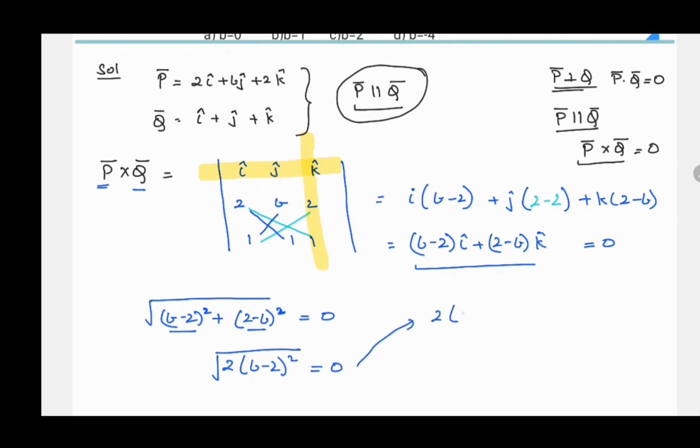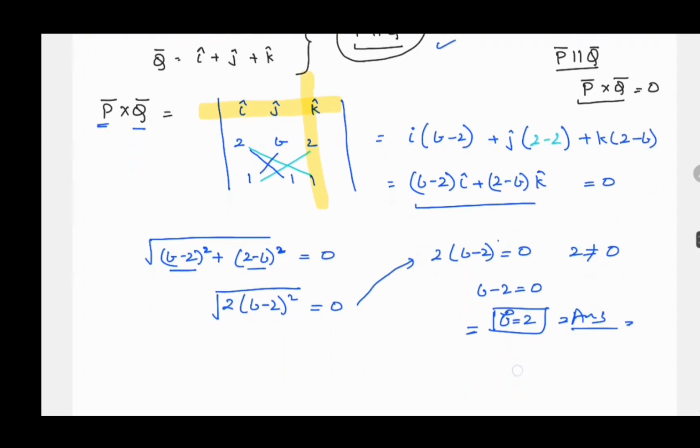I'm solving this. b minus 2, I'm squaring both sides. As 2 cannot be equal to 0, it means b minus 2 will be equal to 0. b is going to be 2. This is your answer. For the value b equal to 2, vector p and vector q are going to be parallel. This is the right answer. b is going to be 2. Okay, now move to the next question.